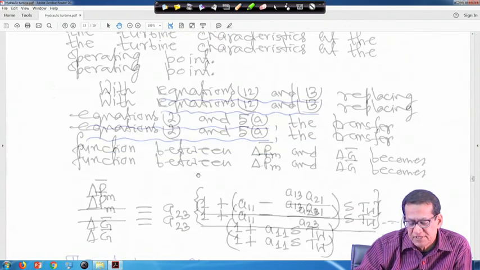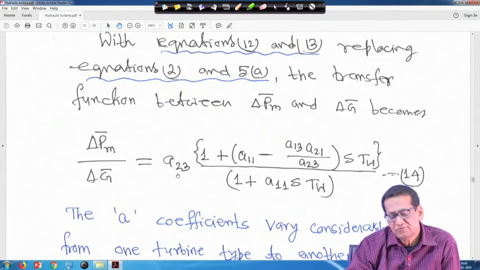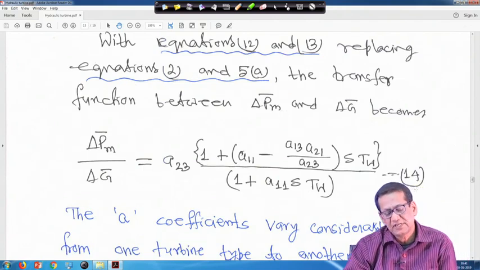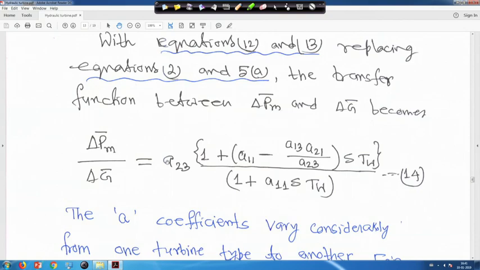With equations 12 and 13 replacing equations 2 and 5a, the transfer function between delta p m bar and delta g bar becomes delta p m bar upon delta g bar is equal to a 2 3 into 1 plus (a 1 1 minus a 1 3 a 2 1 upon a 2 3) into s TW divided by 1 plus a 1 1 s TW. This is equation 14, right. So, in terms of the a coefficients, after manipulating this you will get this transfer function.